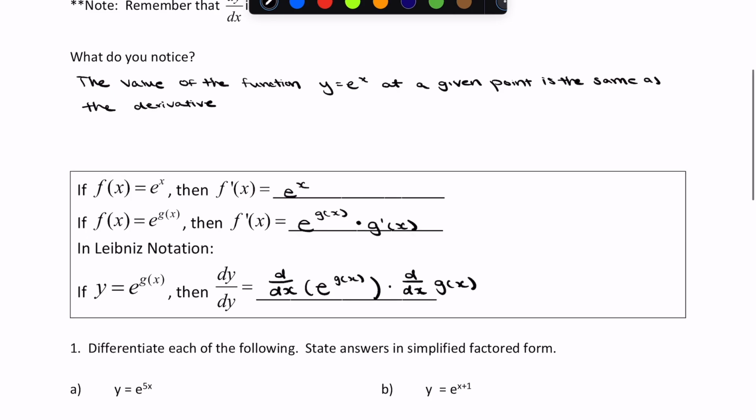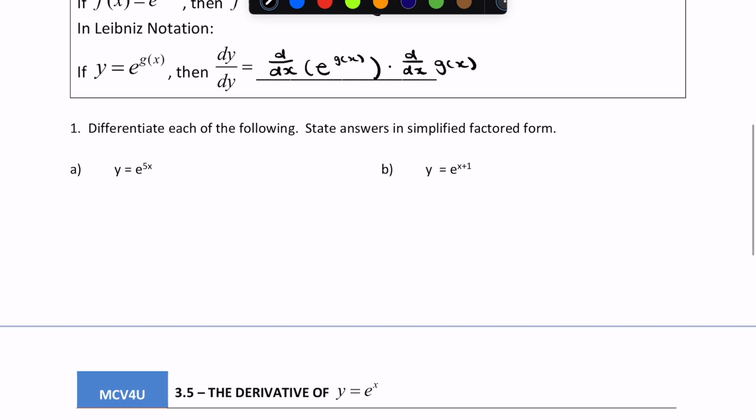So here we're going to differentiate the following and put it in simplified factored form. If we find the derivative of e to the power of 5x, y prime is equal to e to the power of 5x, that stays the same, and the derivative of the inside, the exponent 5x, is 5, which will be equal to 5e to the power of 5x.